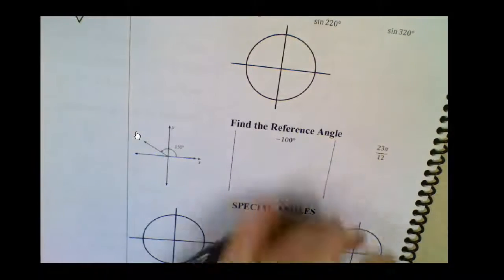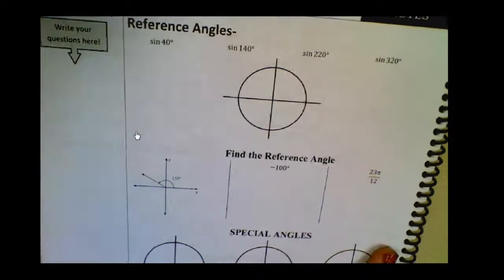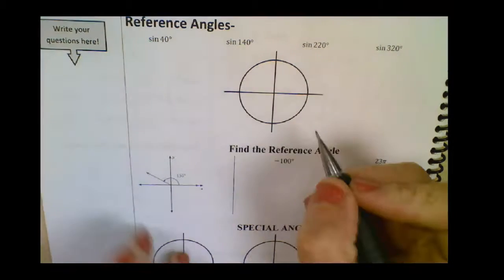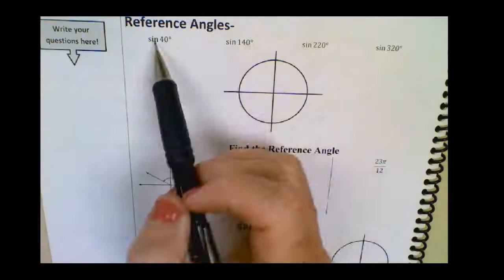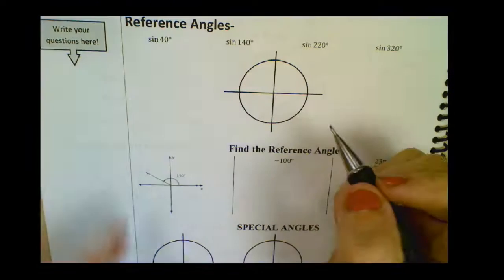Okay, rock and rolling right on to 9-6, reference and special angles. Once you have seen this video, we will have done unit circle in class, and we'll have talked a lot about reference angles and special angles. So let's graph these four angles and see if there's any relationship that we can figure out with those.